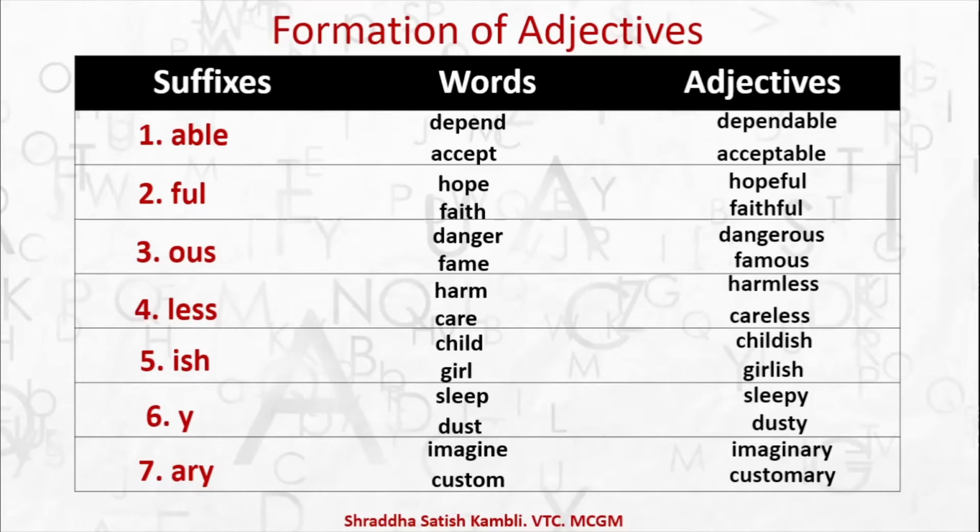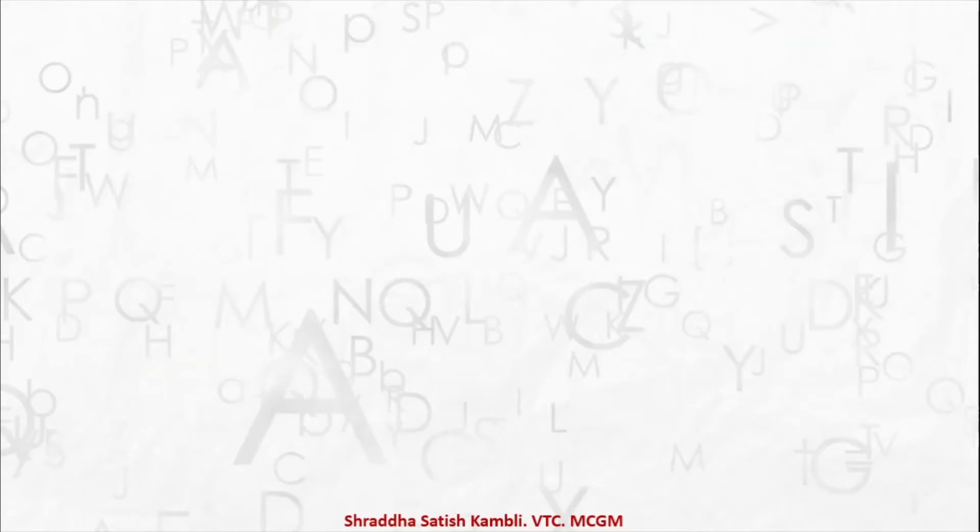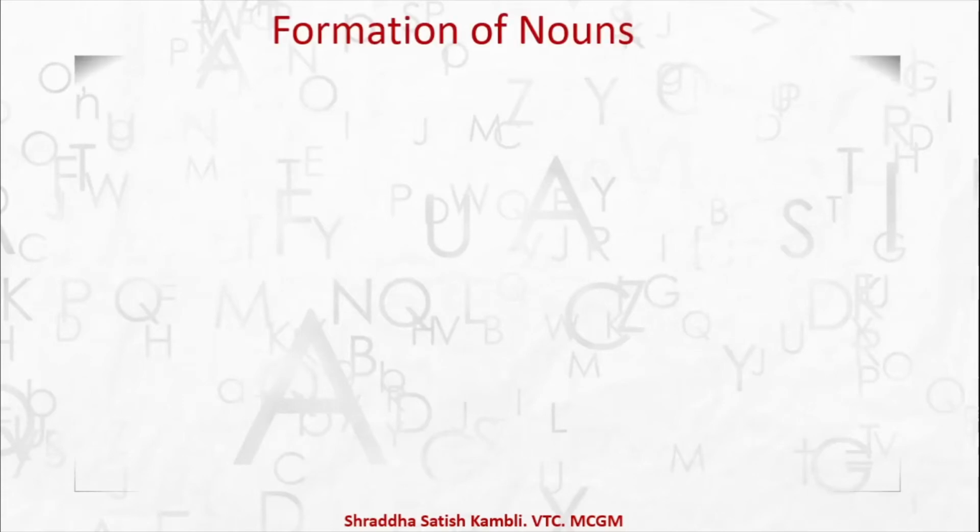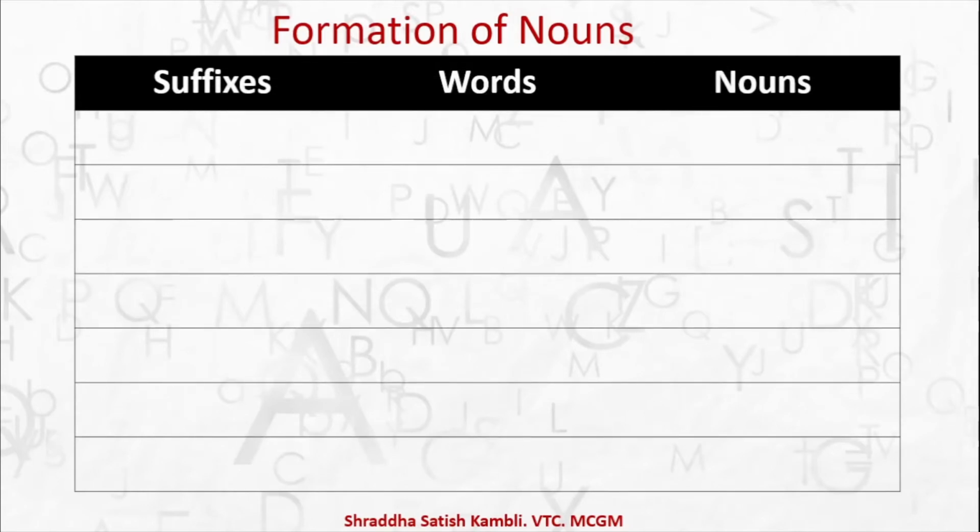Let us go to the next kind of word building or word formation, where we will form nouns. So let us see how formation of nouns happen. So again we have the same table, but now instead of suffixes, words and adjectives, we have suffixes, words and nouns. Okay, so come on, let's start. So ness, N-E-S-S, ness. When you add ness to the word ugly, it becomes ugliness. I want you to again look at the difference in spelling.